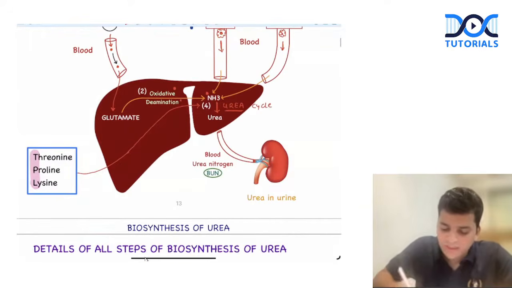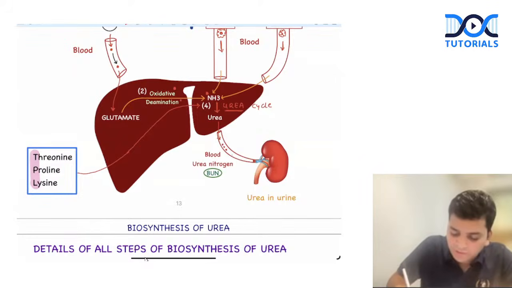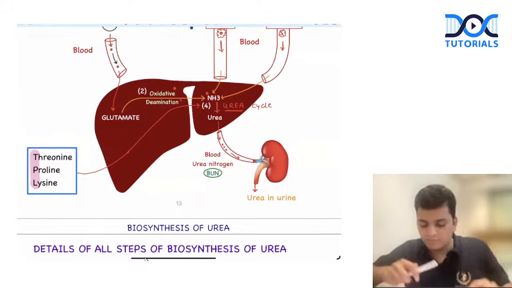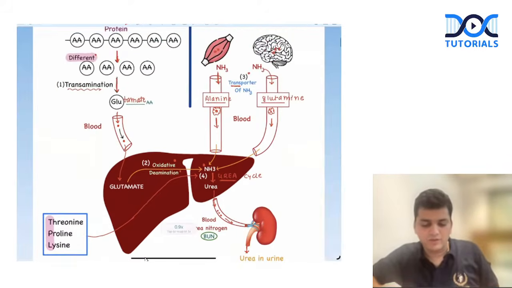These urea molecules then will come in the blood. When the urea comes in the blood, it is referred to as blood urea nitrogen. And this blood urea nitrogen will reach all the way to the kidney and will be filtered out. This is how we eliminate the urea from our body. So there are 4 steps in the biosynthesis of urea. What are the 4 steps?